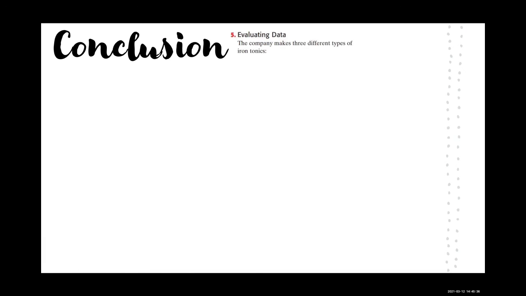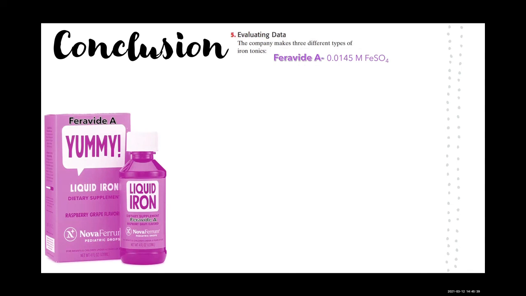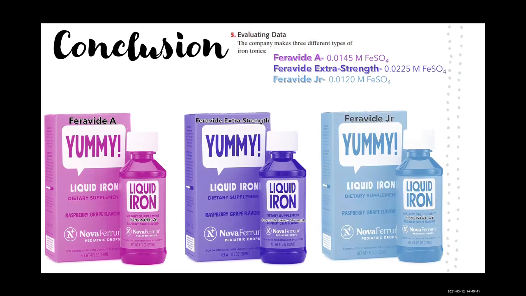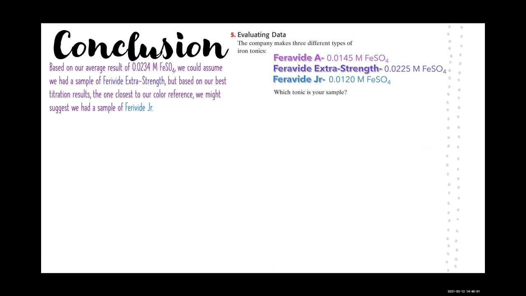Conclusion. The company makes 3 different types of tonics: Ferrovide A, Ferrovide Extra Strength, and Ferrovide Junior. Which tonic is in your sample? Well, we can see the different molarities for the different tonics, and we know that our sample was roughly 0.0234. So looking at this, we could say that based on our average result of 0.0234 molar iron 2 sulfate, we could assume that we had a sample of the Ferrovide Extra Strength, because that's pretty darn close.